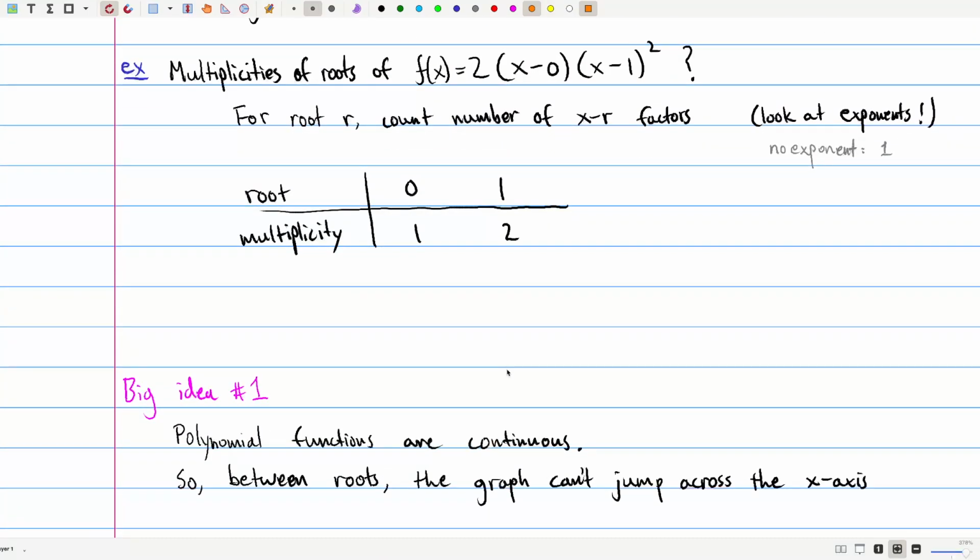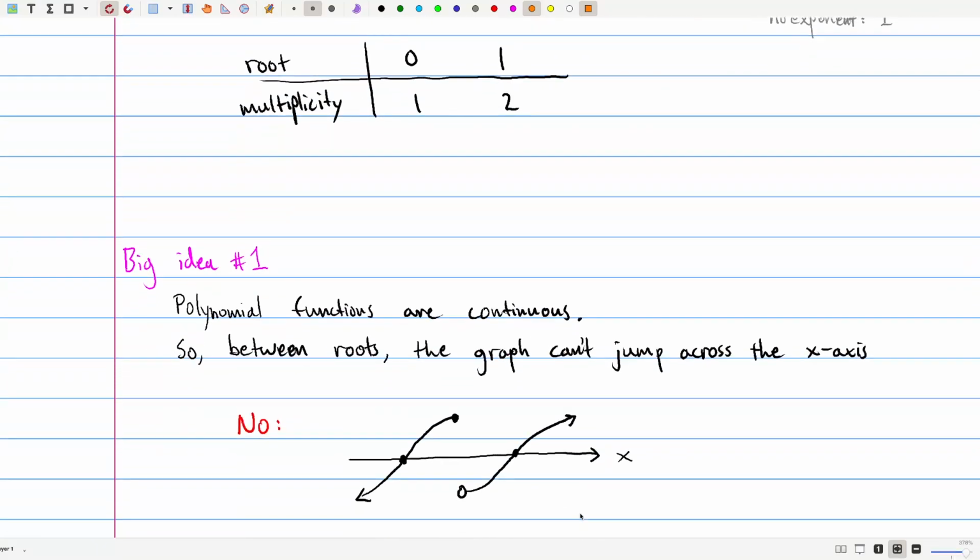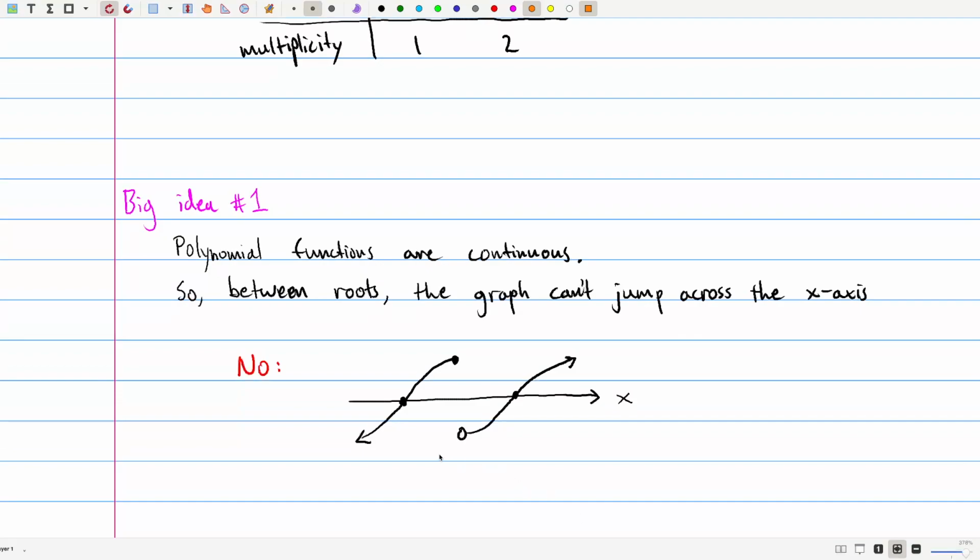So we've talked about roots, we've talked about multiplicities, and so I'm going to tell you about 3 big ideas that go into the schematic sketches of polynomial functions. Big idea number 1 is that polynomial functions are continuous. So between roots, the graph can't jump across the x-axis. Here's an example of something that cannot happen.